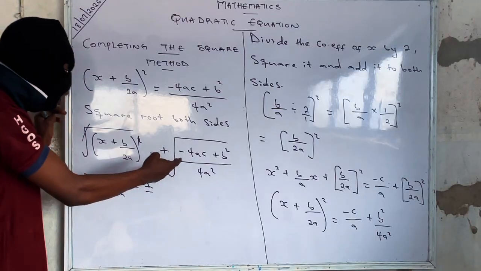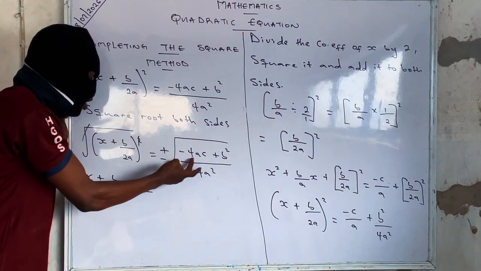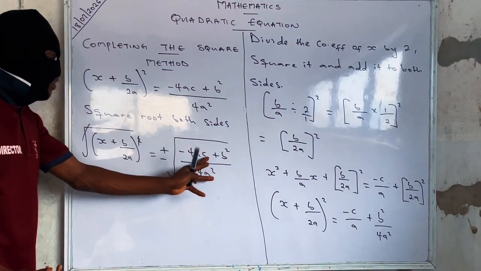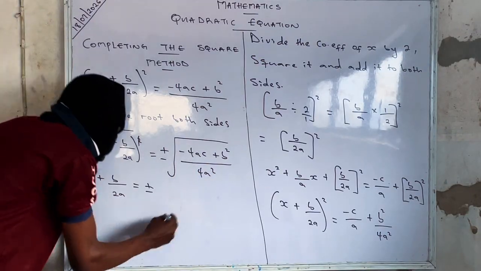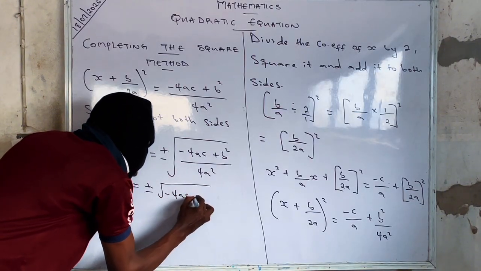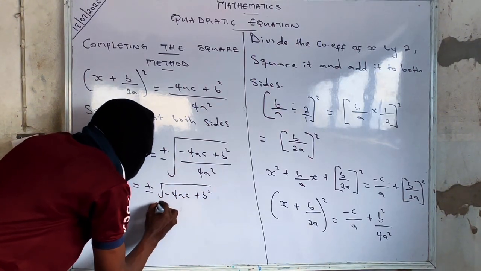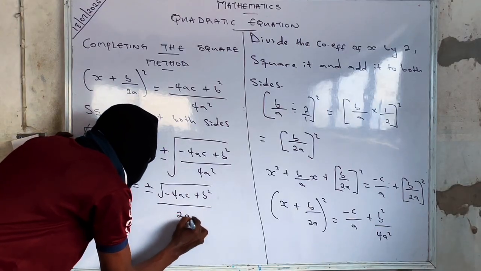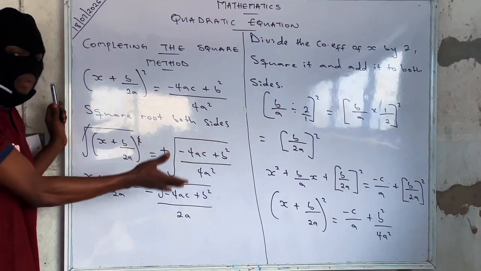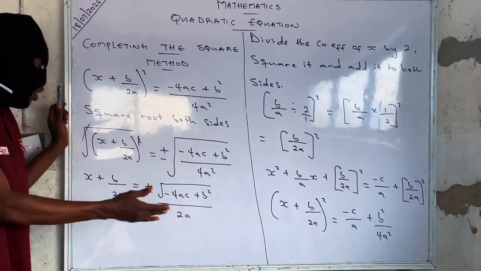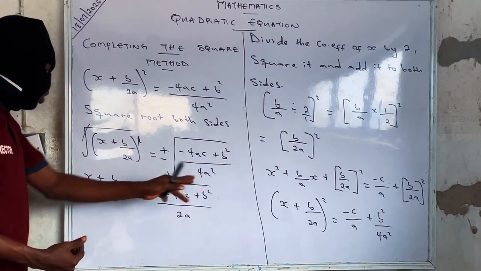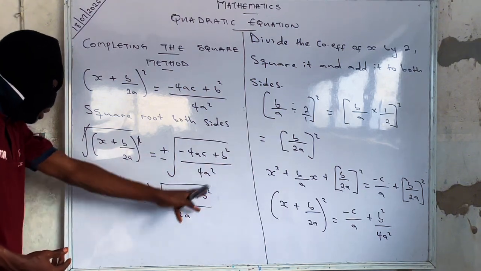But if you look at the numerator, you cannot find it, because a doesn't have any square and c doesn't have any square. So what you are going to do is just put your square root for it, then minus 4ac plus b square, then over 2a. You can see before, the square root was for both, covering both numerator and denominator, but now it is only covering the numerator, because you have already found the square root of the denominator.